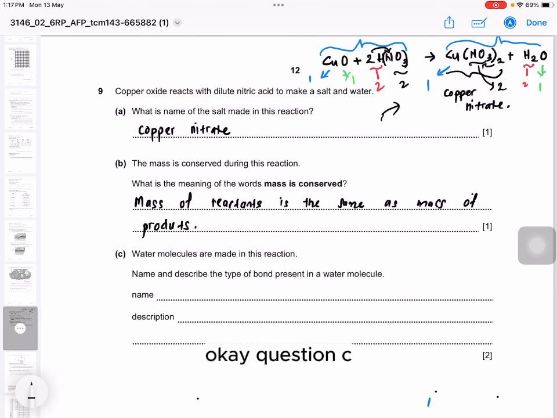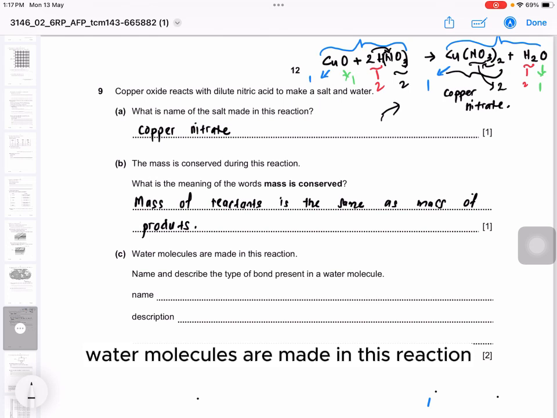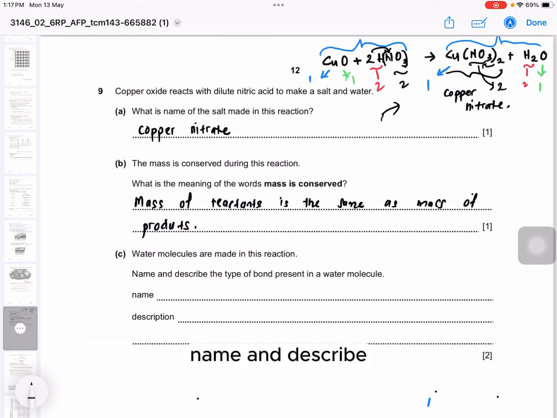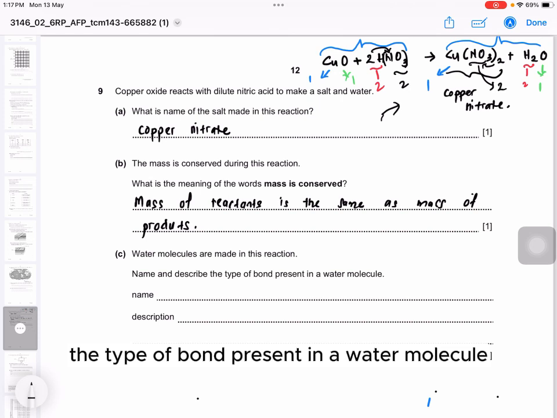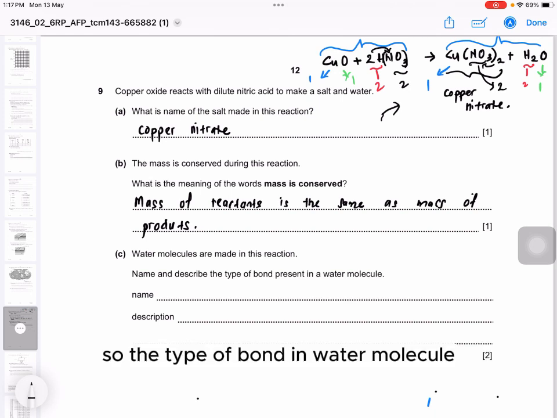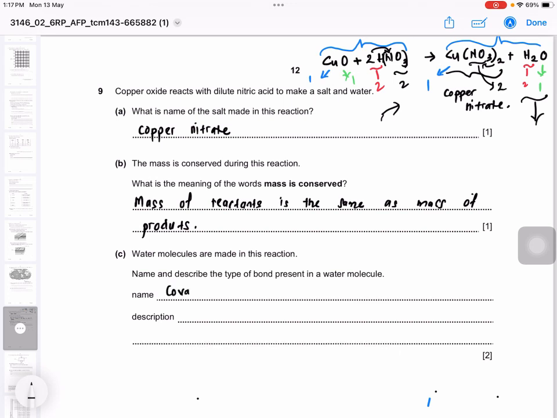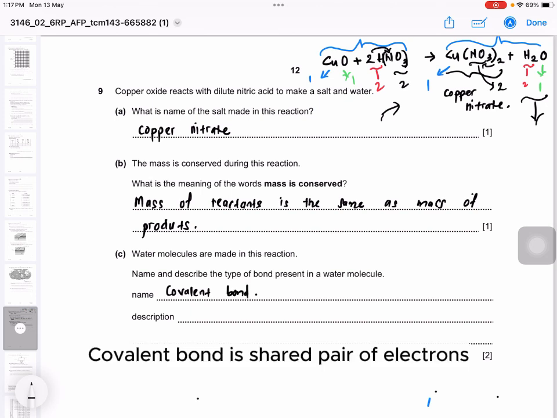Okay, question C. Water molecules are made in this reaction. Name and describe the type of bond present in a water molecule. So the type of bond in a water molecule here we call a covalent bond. Covalent bond is a shared pair of electrons.